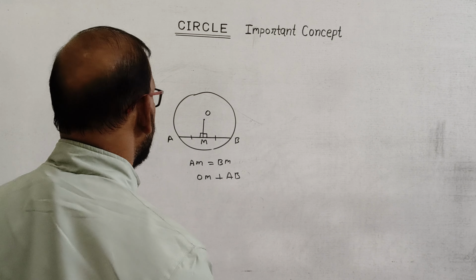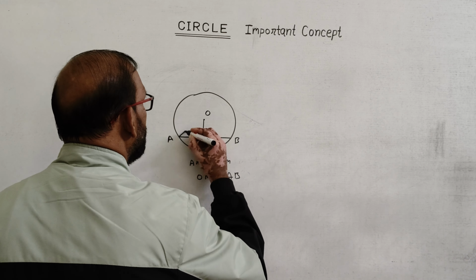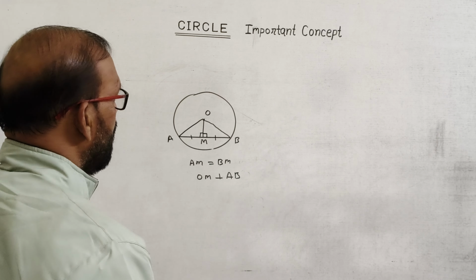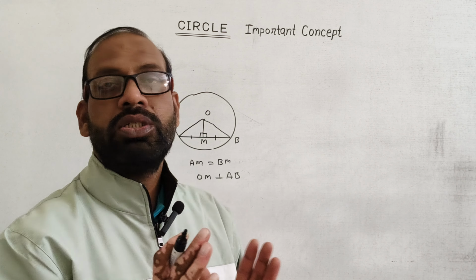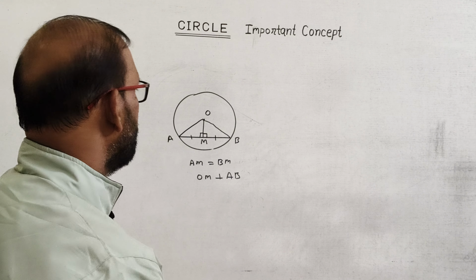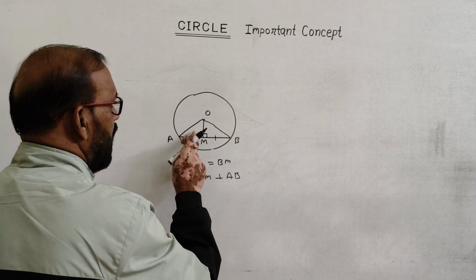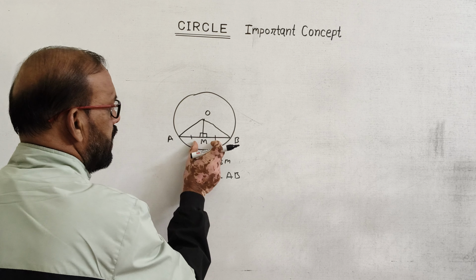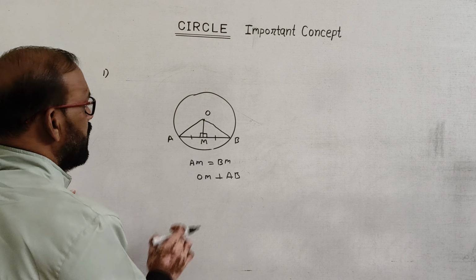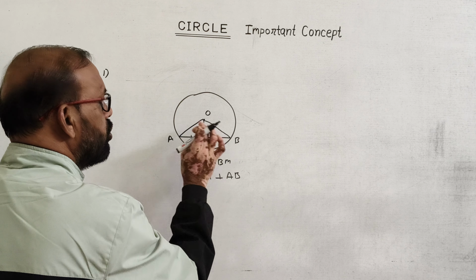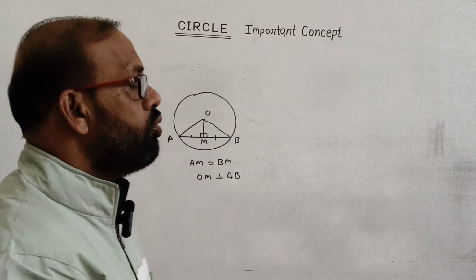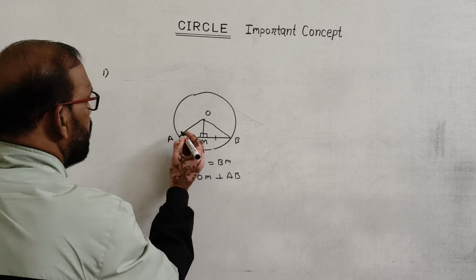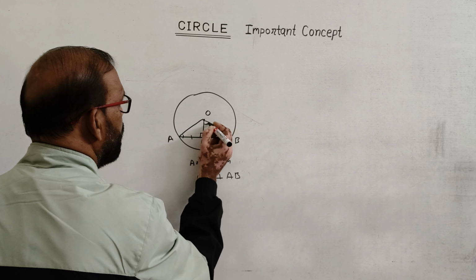Now suppose we join A to O and O to B, it again forms two triangles. These two triangles are congruent to one another, either by the RHS test or by SSS, because two sides are equal, 90, these two sides are equal, these two are radii, and this is the common side. Now if these two triangles are congruent to one another, then these angles are also equal by CPCT. This is equal to this and this is equal to this.